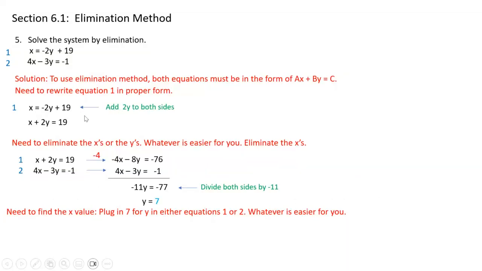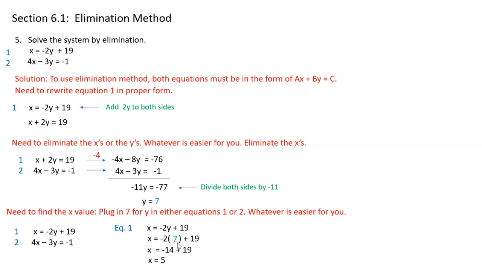So for this one, you can either go to equation 1 or 2, right, to solve for x. Again, in my opinion, it's easier to go to number 1 because the x is already isolated. So it would be easier to go to number 1. So I'm going to plug in the 7, right, where the y is, because the value for y is equal to 7. So I'm going to plug it in there. Then we simplify. So x equals negative 14 plus 19. So x equals 5. So I got my x and I got my y, which is 5 for x and 7 for y. So this is my solution, 5, 7.